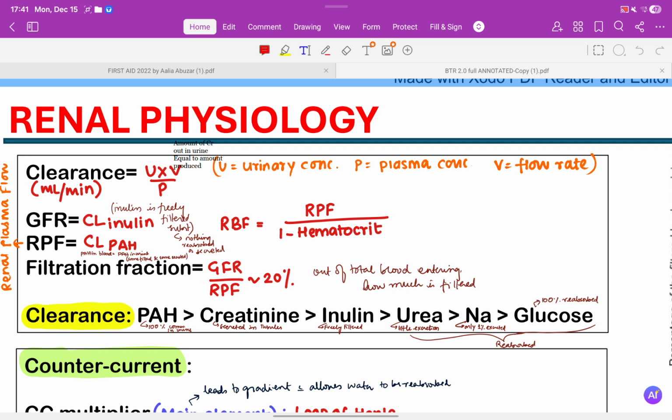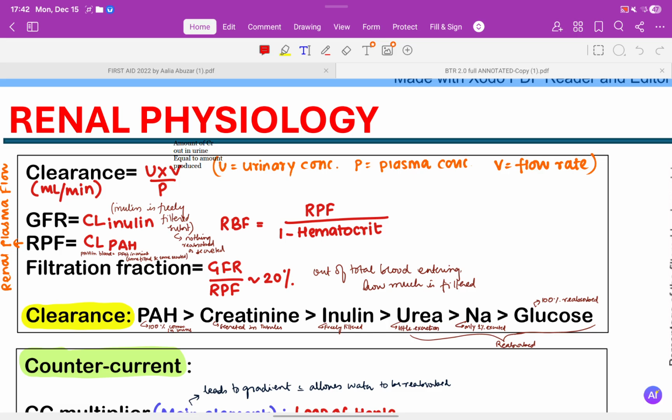Now to calculate the exact GFR, we use inulin. We use the clearance of the inulin. Why? Because inulin is a substance which is freely filtered. All of the inulin is filtered from the glomerulus. It is neither secreted into the kidney nor reabsorbed. So all of the inulin is cleared via filtration. So GFR is equal to clearance of the inulin.